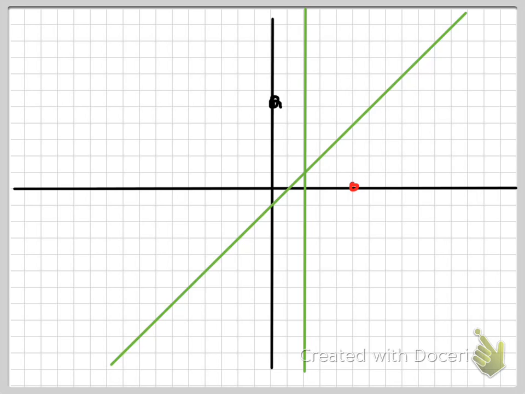the y-intercept will be at 0, 5, and the x-intercept will be at -2, 0, which will be here. And so after we graph it, it should look something like this.